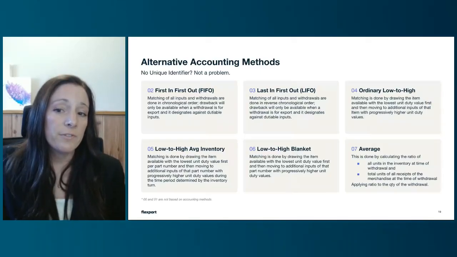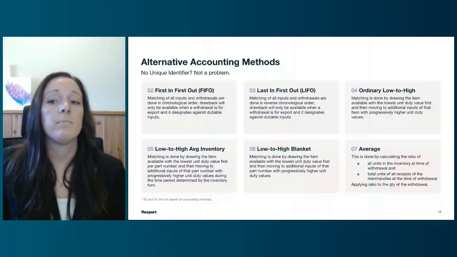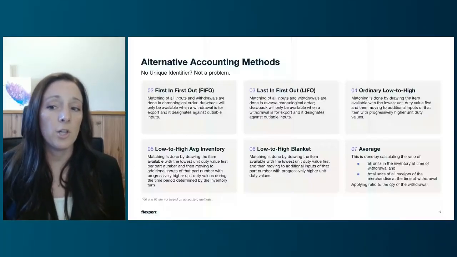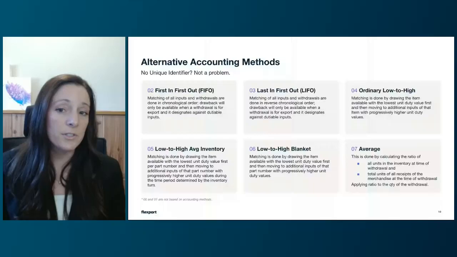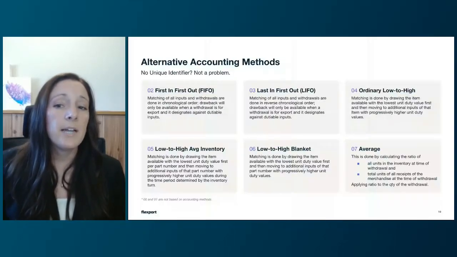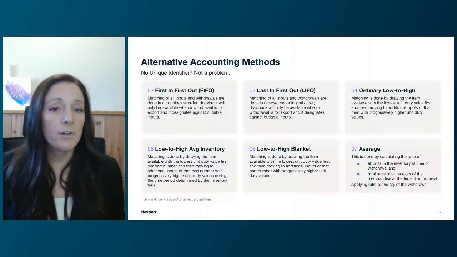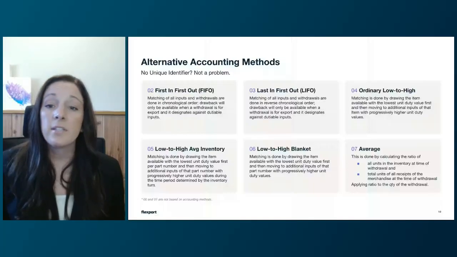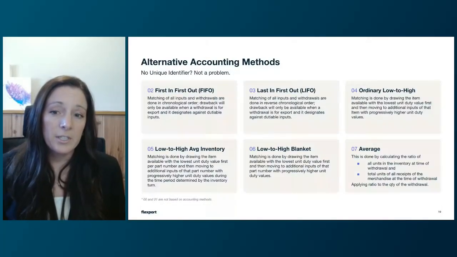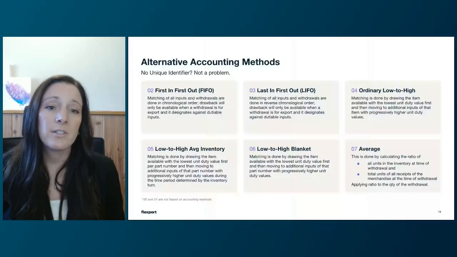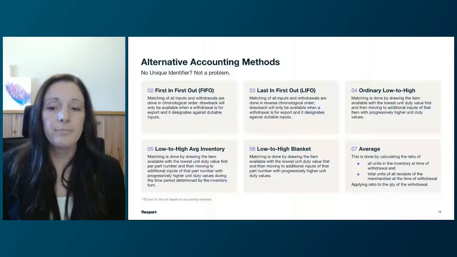Low to high average inventory turnover: items will be matched based on the lowest unit duty value first, again, but it's based on the average inventory turnover for each SKU. Domestic withdrawals are not required, so this method often requires the least amount of data.